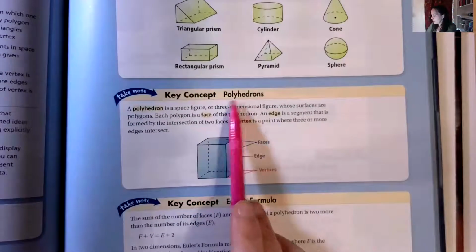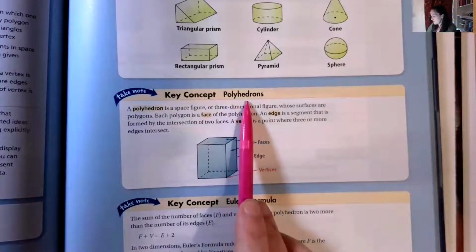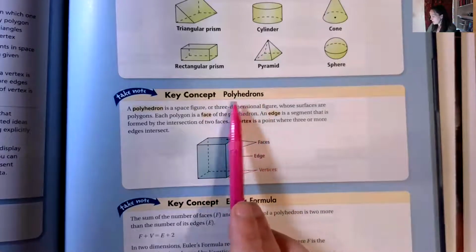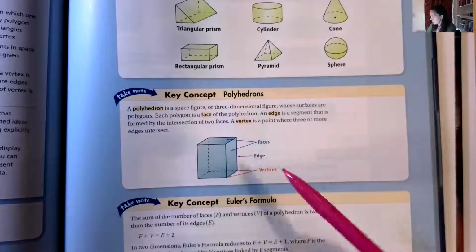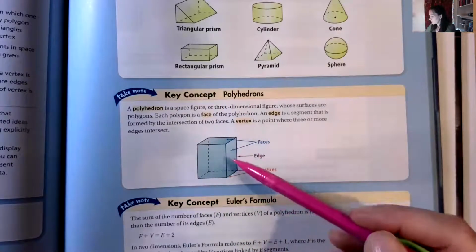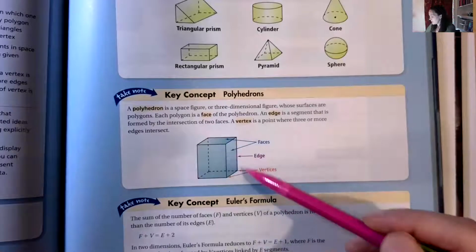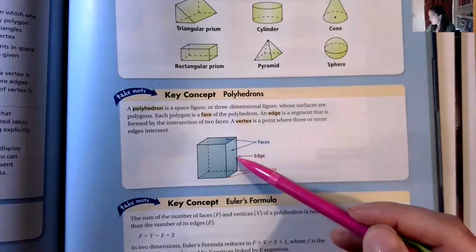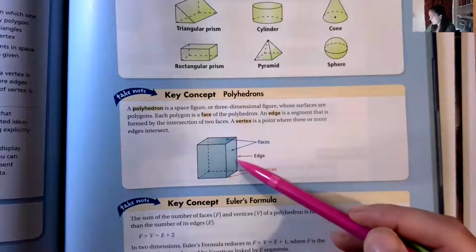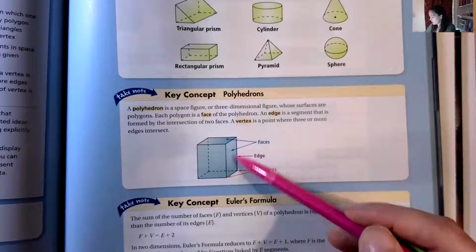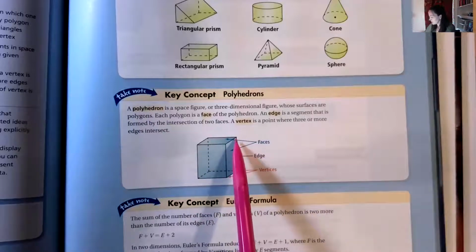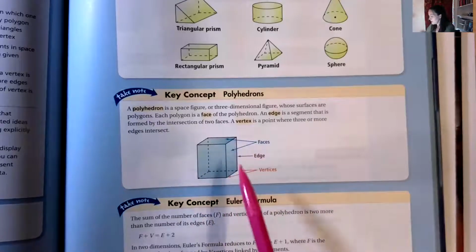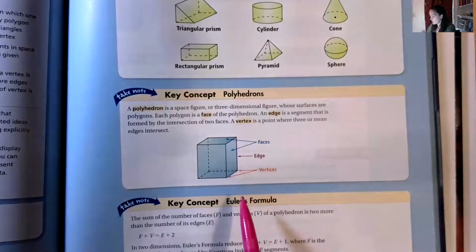Polyhedrons. Poly means many, hedron means face. So a polyhedron is a three-dimensional figure that has many faces. Vocabulary that you need to know: we have our faces. The edges are the segments that are formed by the intersection of two faces. And a vertex is a point where three or more edges intersect. The vertex is the intersection of edges. The edges are the intersections of the faces.